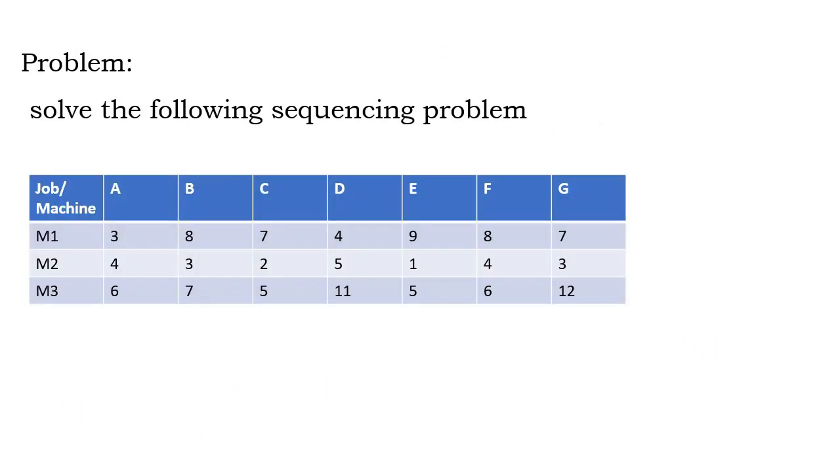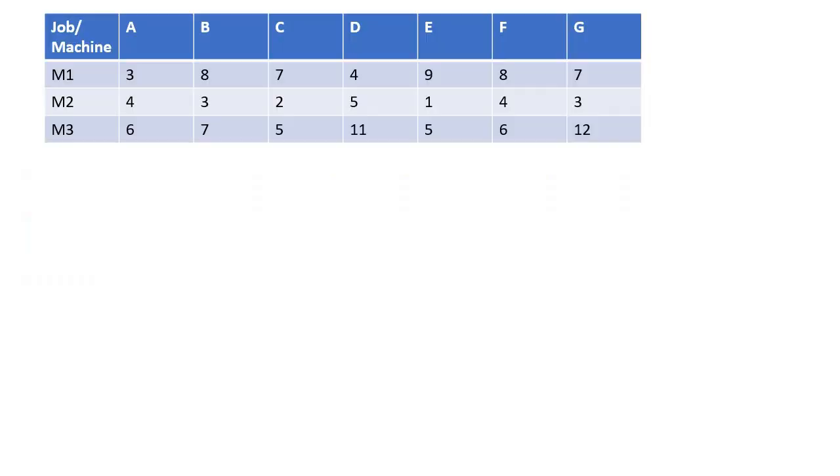Now the next one is the sequencing problem. The given problem is 3 machines and 7 jobs. First our aim is to convert the problem into 2 machines. How to convert? For the first and last machine we find the minimum value. Minimum of M1 equals 3, and minimum of M3 equals 5.